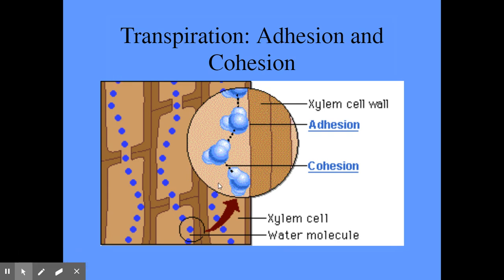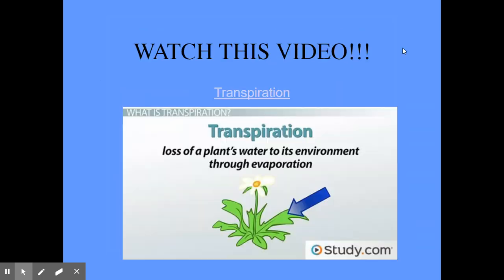If we go up closer, we can see the hydrogen bonds in between each water molecule. And this is the xylem, the wood tissue. As they are connected to each other, that's cohesion, but the water molecules are also bonded to the xylem cell with adhesion, and that allows the water to go straight up the tree.